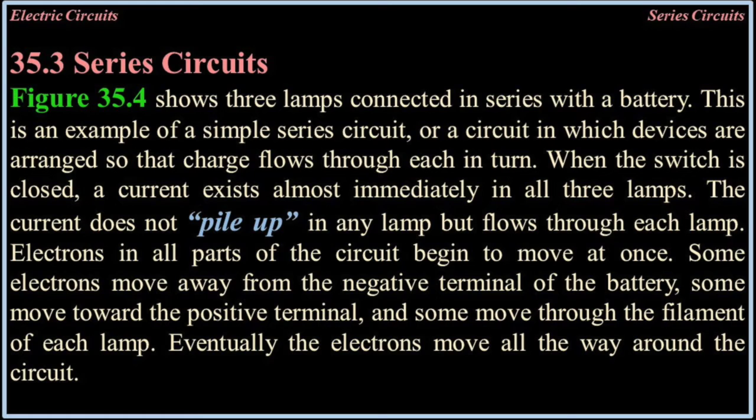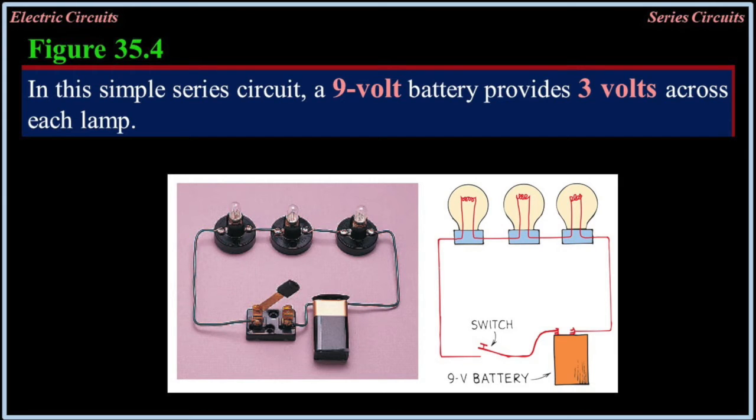35.3, Series circuit. Figure 35.4 shows three lamps connected in series with a battery. This is an example of a simple series circuit, or circuit in which devices are arranged so that charge flows through each in turn. When the switch is closed, a current exists almost immediately in all three lamps. The current does not pile up in any lamp, but flows through each lamp. Electrons in all parts of the circuit begin to move at once.